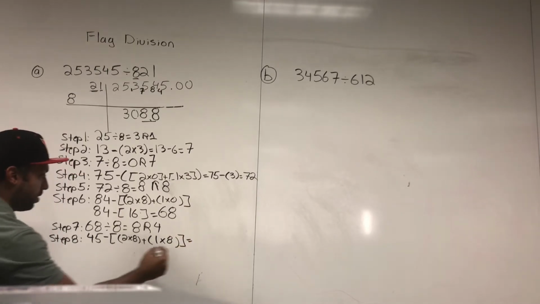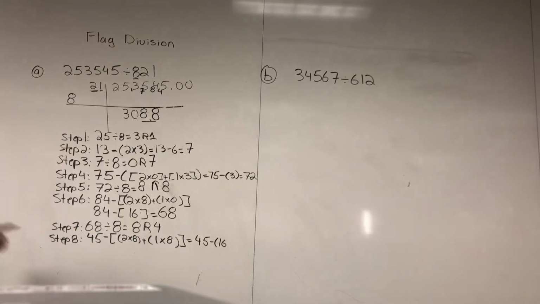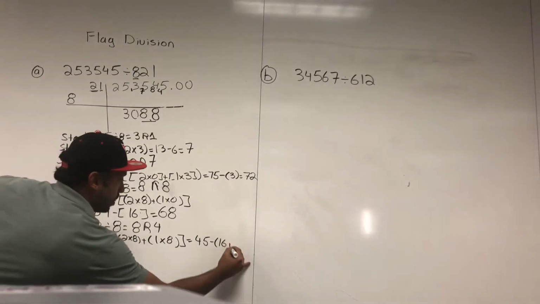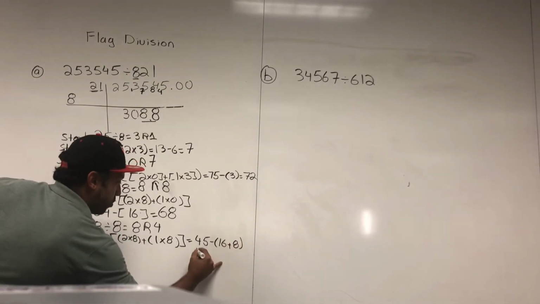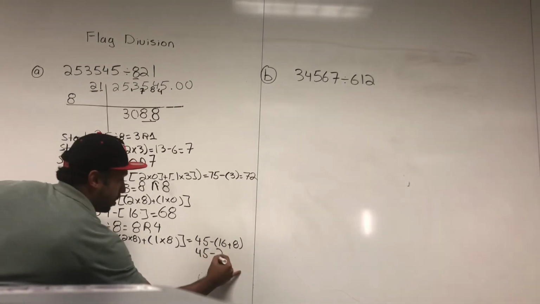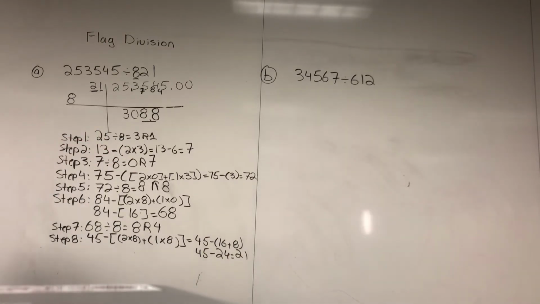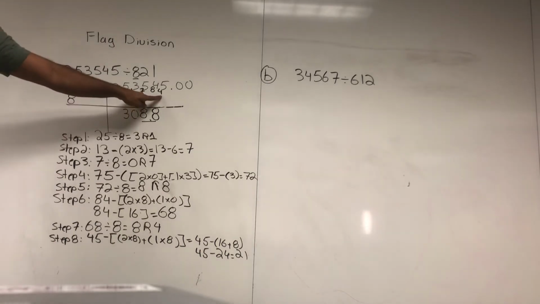So what does that equal? 45 minus 16 plus 8. So that's 45 minus, what's 16 plus 8? 24. So that's 21, okay? So I want to think of a 21 being over here.